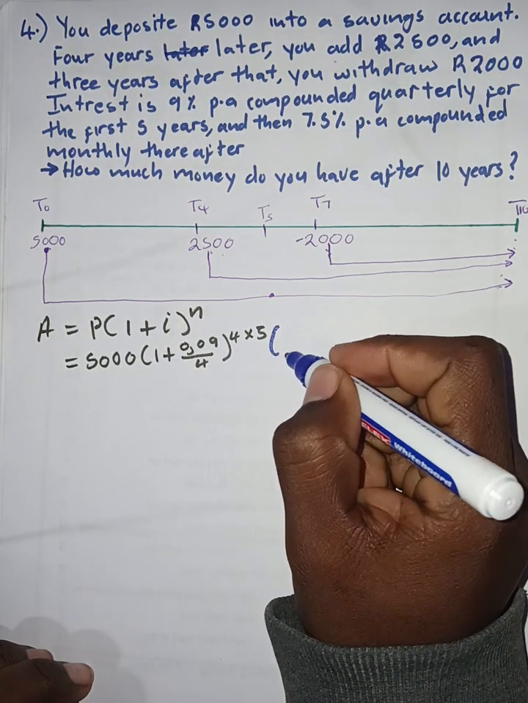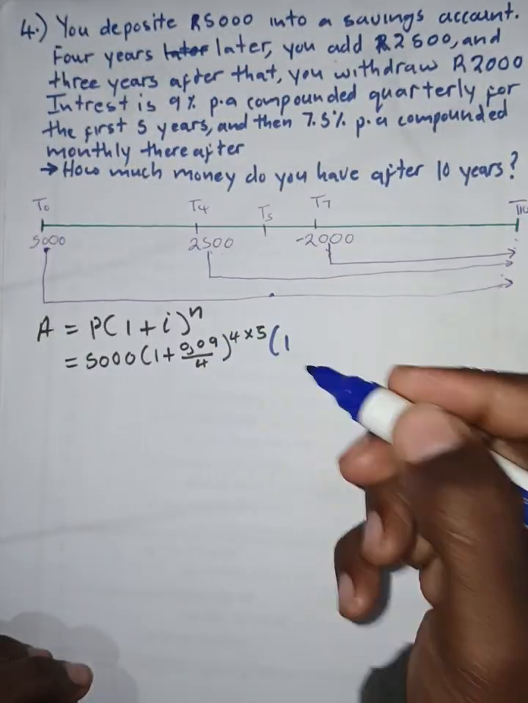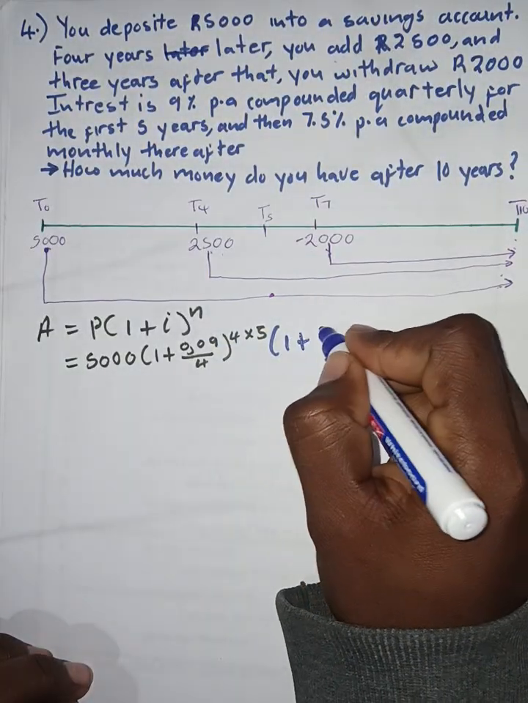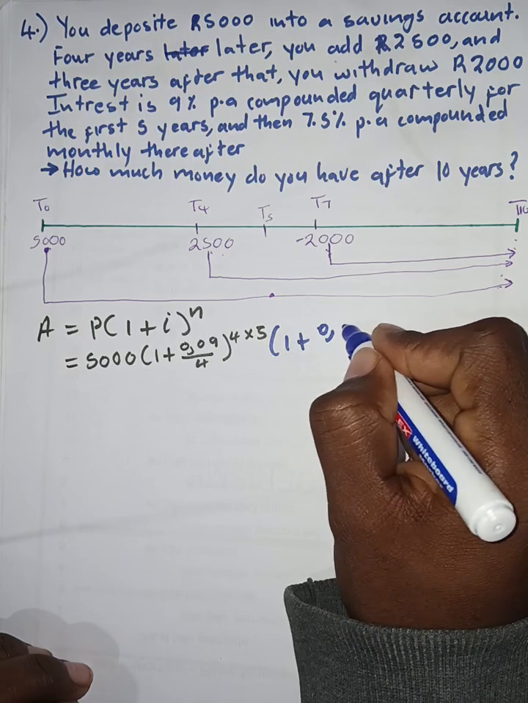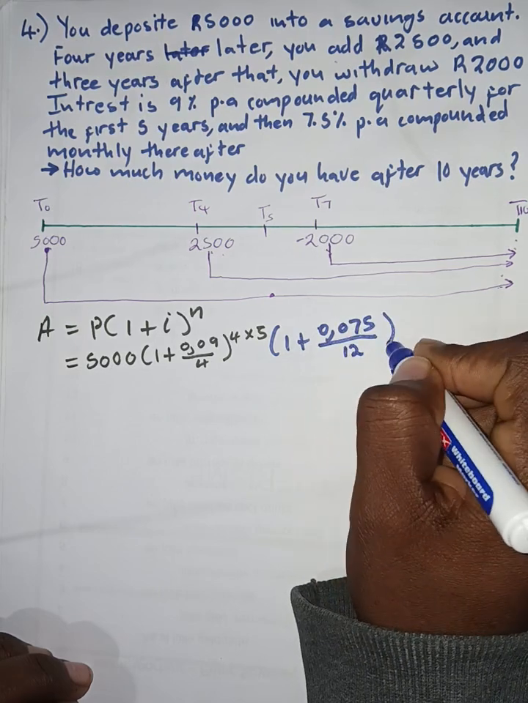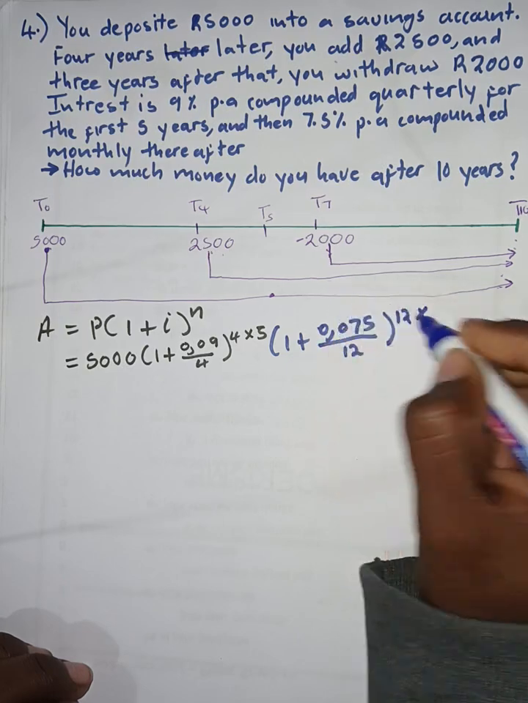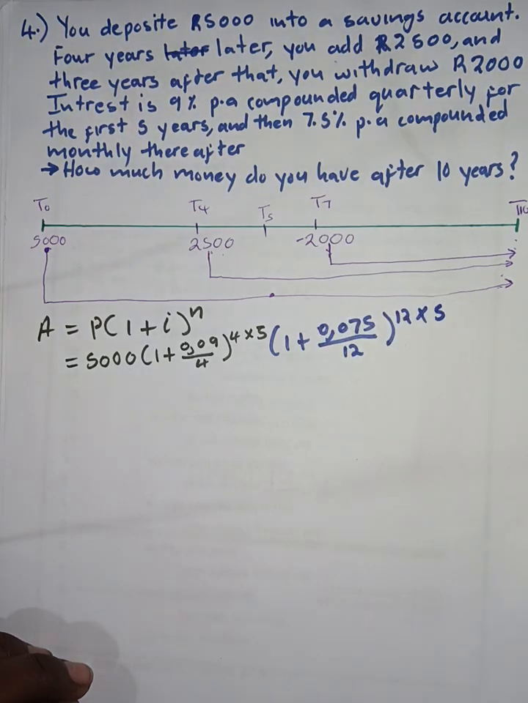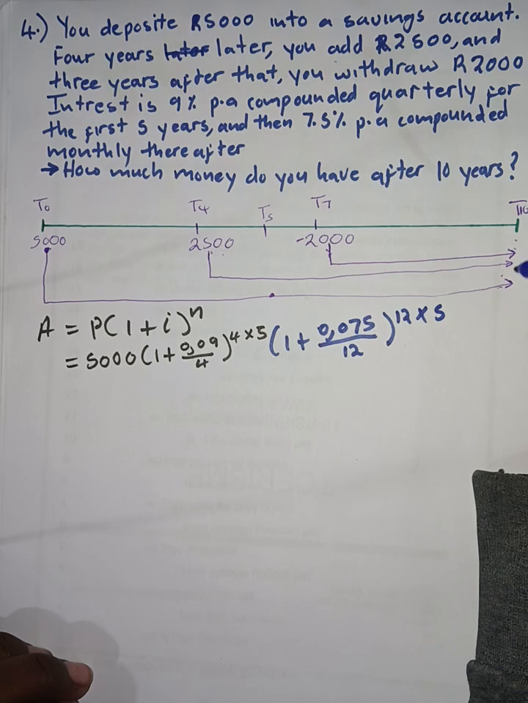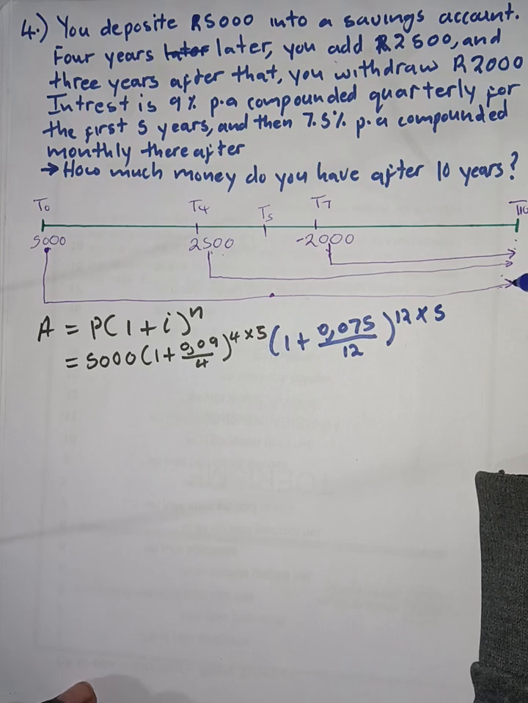And I'm going to put it back into that account with the new interest, which is 7.5%. So that would be 1 plus 0.075 compounded monthly, but for a further 5 years. So that would be 12 multiplied by how many years? So that would be multiplied by 5. So that would be the amount that I would get for that 5,000 at T10.